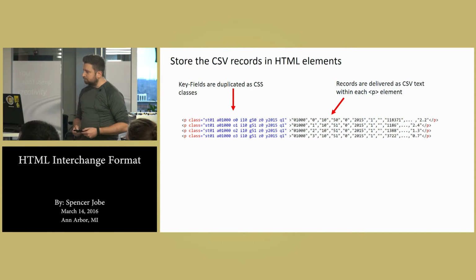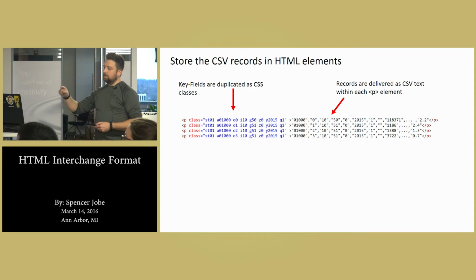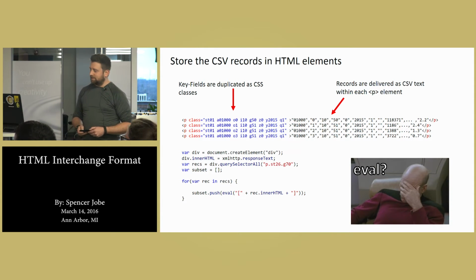So this is what I did. I took the CSV record, and I wrapped it in a paragraph element. And I took out the primary keys and added them as CSS classes in each paragraph tag. I know what you're thinking. It's crazy, right? Well, it gets worse.